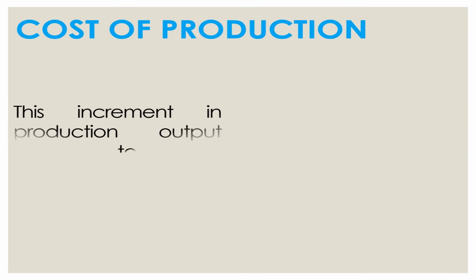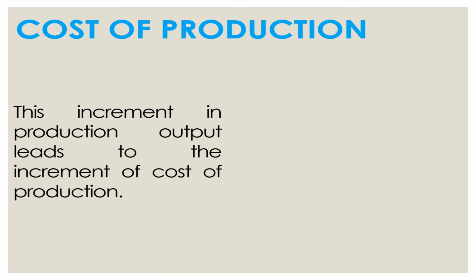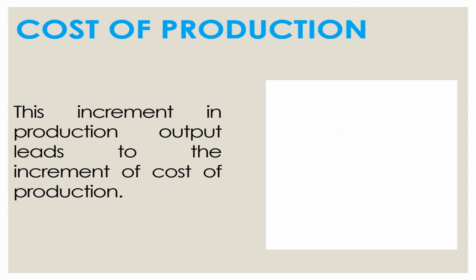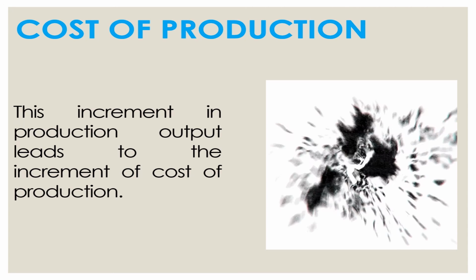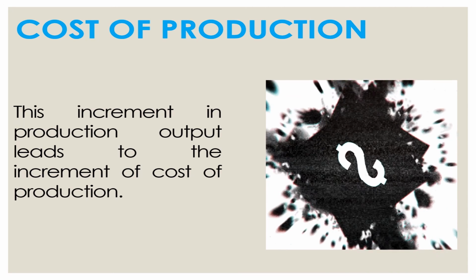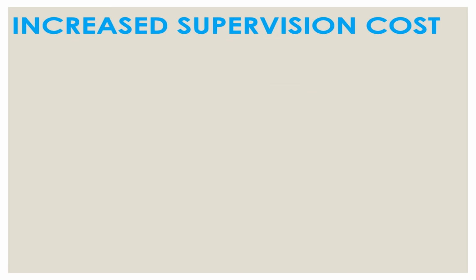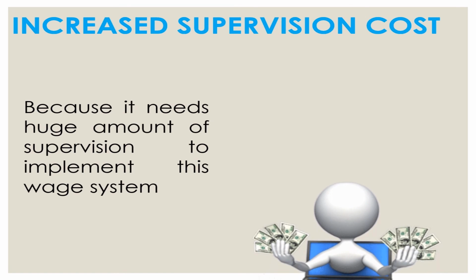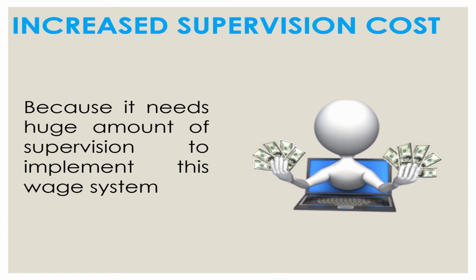Cost of production. This increment in production output leads to the increment of cost of production. Therefore, this can affect the company effectively because of this time rate system of wage calculations. Increased supervision cost. It also increases supervision cost because it needs a huge amount of supervision to implement this wage system.